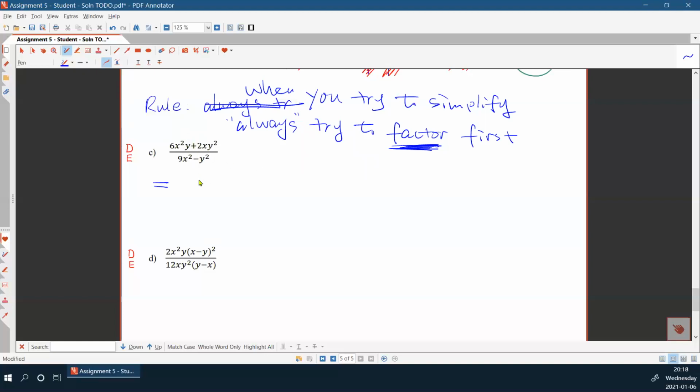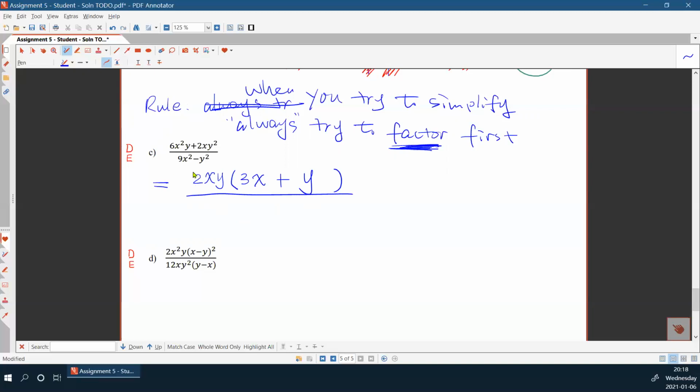Let's see the numerator first. What's a common factor there? Obviously you have a 2. 2 is a common factor, x is a common factor, and y is also a common factor. If we put 2xy in front, what's left in the brackets? For the first term, we have 3x. Second term, x is gone, we have y.